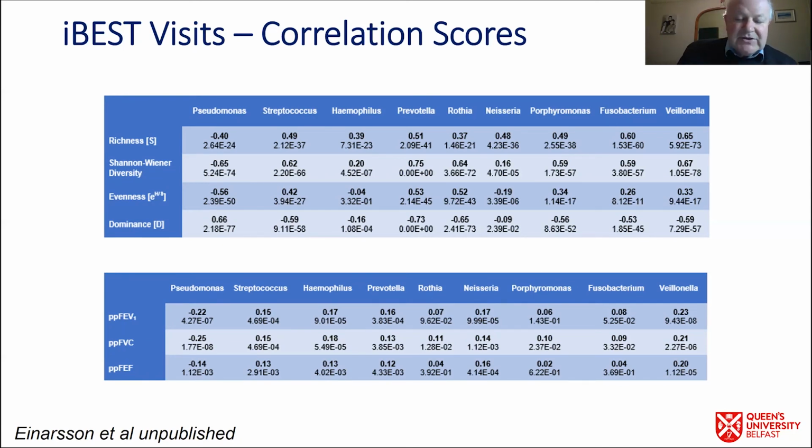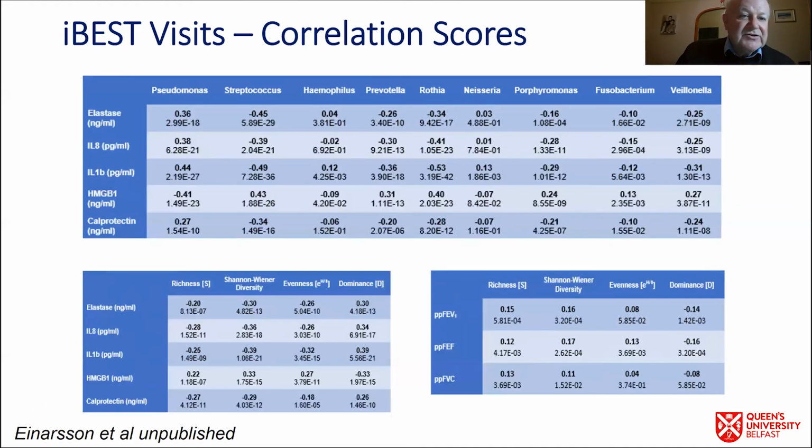Interestingly, there was not a strong relationship with any of the bacteria and their relative abundance and measurements of lung function. There's also some signals in terms of a relationship to inflammatory biomarkers. Elastase, IL-8, IL-1, HMGB1, and calprotectin are all reasonably well validated inflammatory biomarkers in inflammatory airways disease associated with infection, and particularly in CF, but also in bronchiectasis.